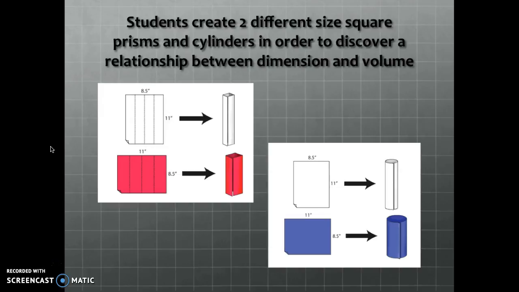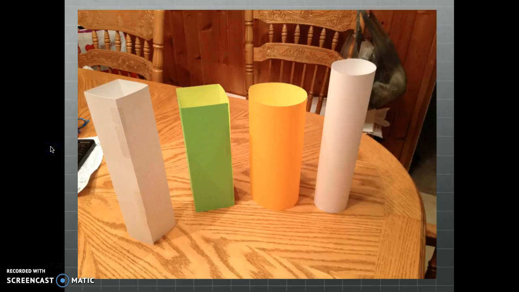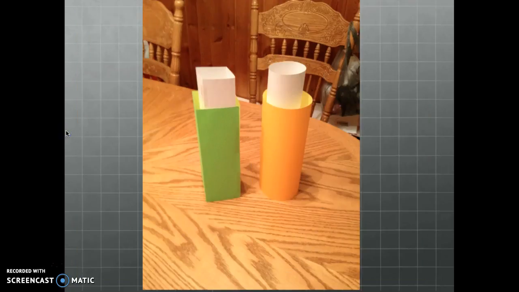In this activity, students are to create 2 different size square prisms and 2 different size cylinders in order to discover a relationship between dimension and volume. Here I've actually taken my different colored paper and created 2 square prisms and 2 cylinders. The activity requires that the students place the taller prism inside the shorter one, and then to fill it with popcorn.